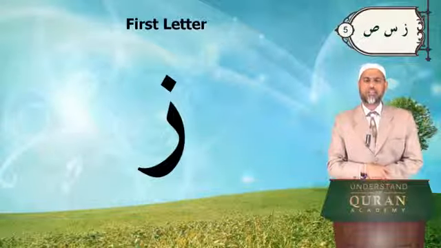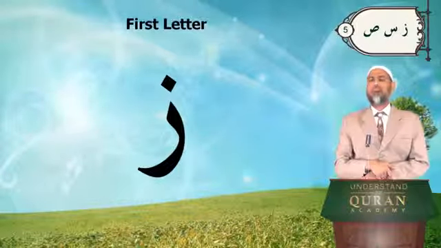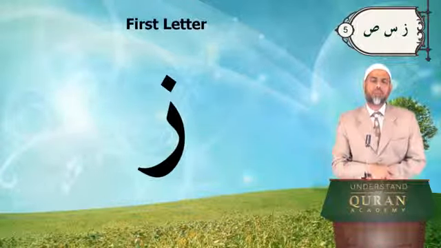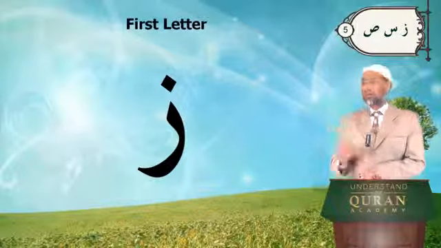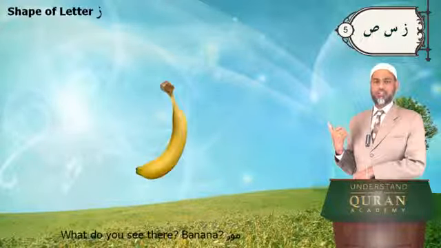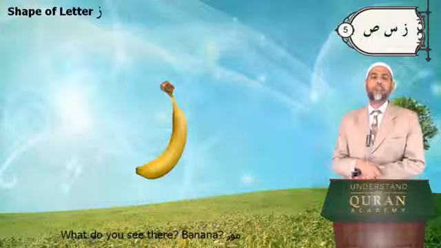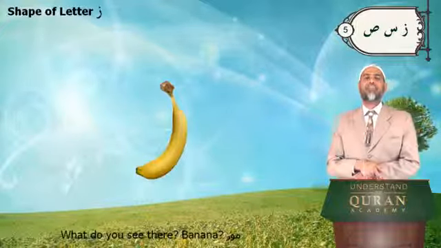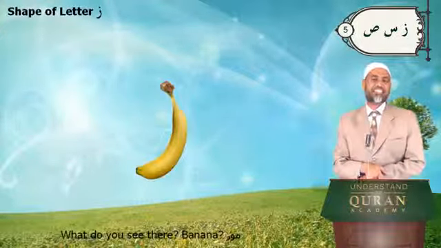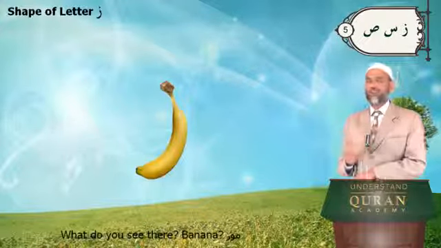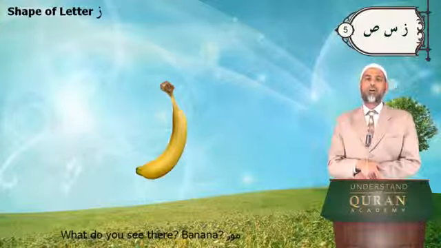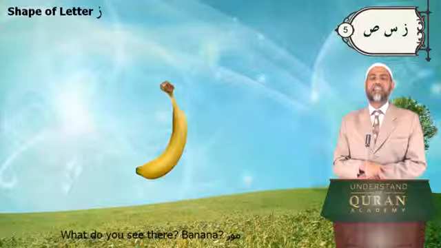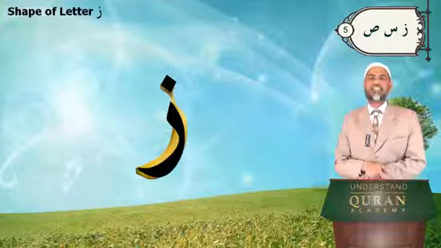Let's take the first letter, za. How will you remember the shape of za? Maybe you can come up with a better idea, but I have here a banana. What? Banana is called mouse in Arabic. Mouse, mouse. So I am focusing the ending sound here, mouse, and that is what za is, za.